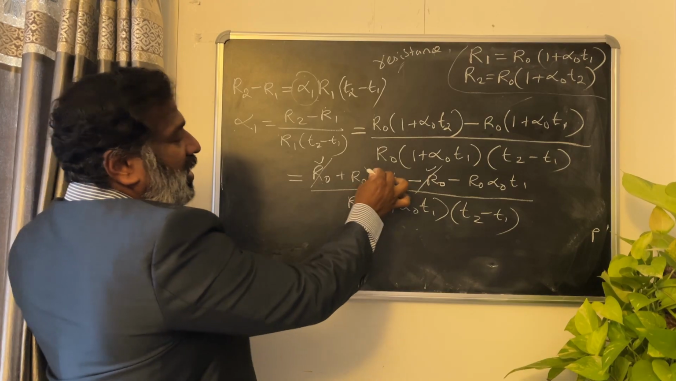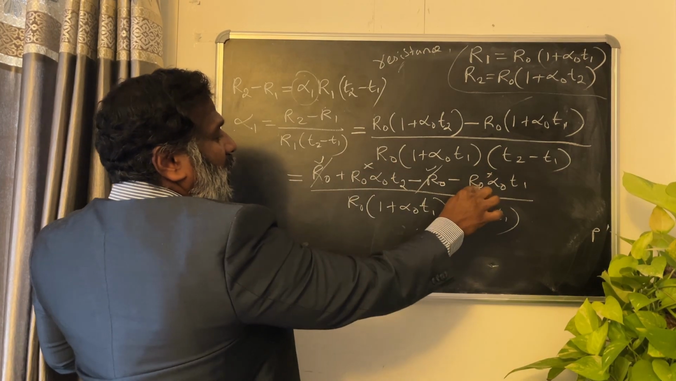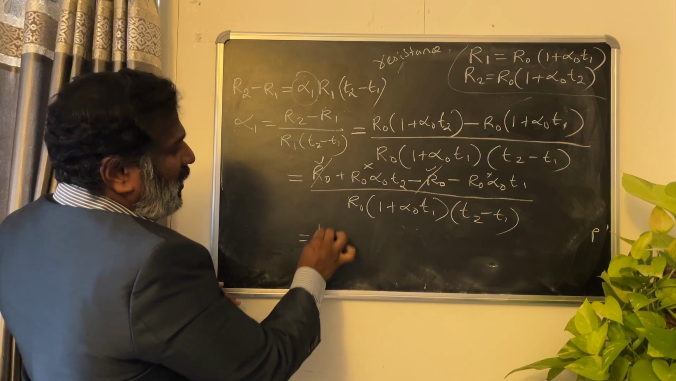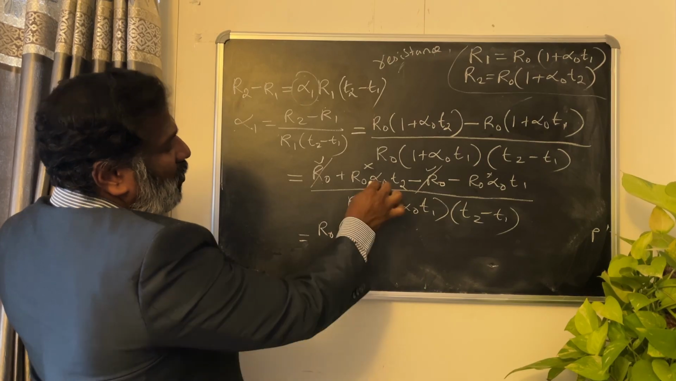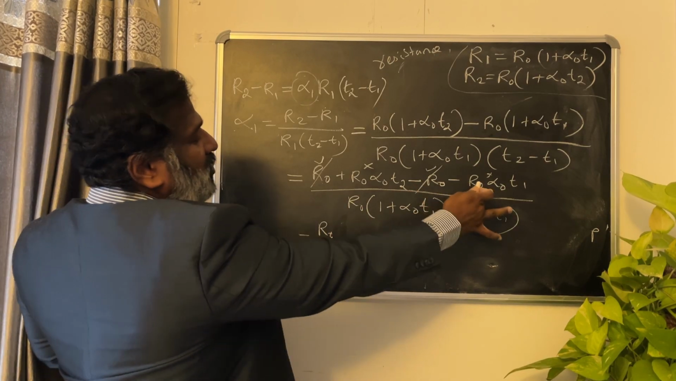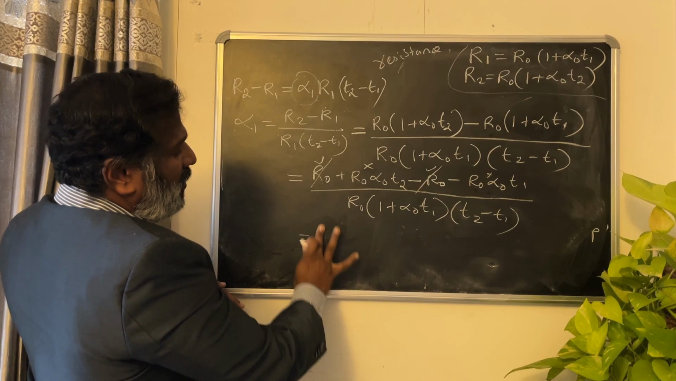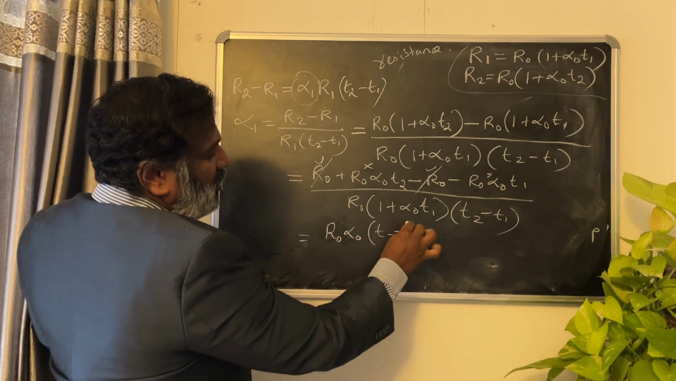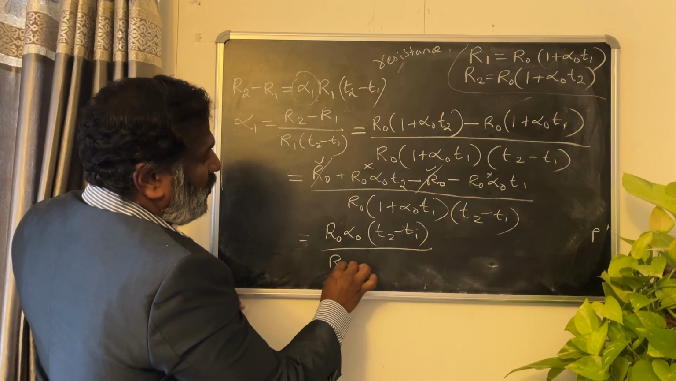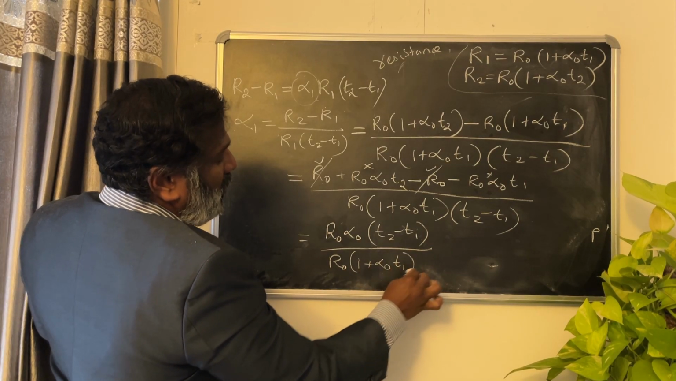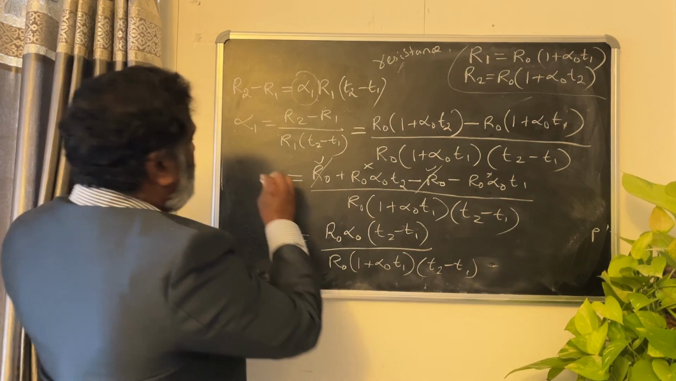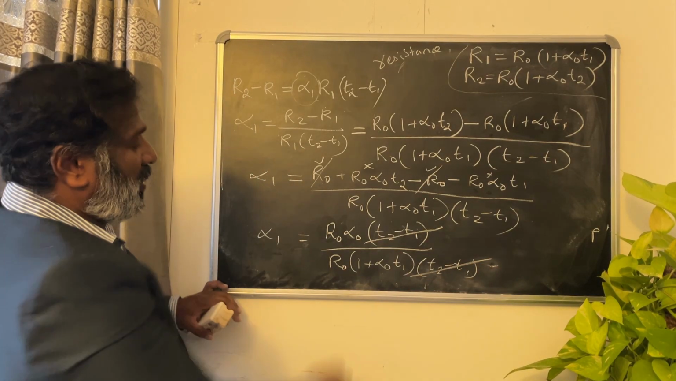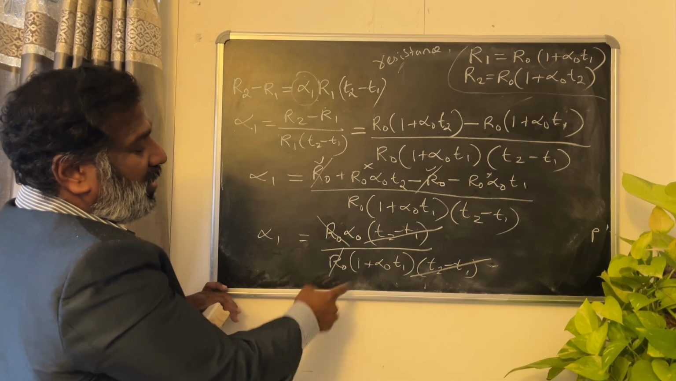Right? And second term and the fourth term contain R0. So we can take that R0 as constant. If I take R0 as constant, alpha 0 is also there in both terms. So we can take R0 and alpha 0 common. So we will have T2 minus T1 divided by R0 into 1 plus alpha 0 T1 into T2 minus T1. So this T2 minus T1 in the numerator and denominator can be cancelled. This R0 in numerator and denominator gets cancelled.